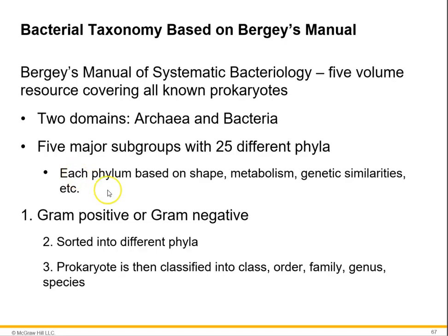The very first thing that we're going to do when we look at Bergey's manual is we're going to say, is this a gram-positive or a gram-negative organism? So right there, that's the first division. From there, the organism is going to be sorted into different phyla depending on its characteristics. And then it's going to be further classified into class, order, family, and finally genus and species based on those characteristics.